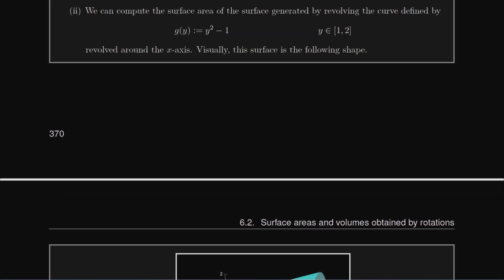If we want to do the surface area, the surface generated by revolving the curve defined by g of y is y squared minus 1, and y goes from 1 to 2 around the x-axis. We can do that as well. Let's just draw it really quick.